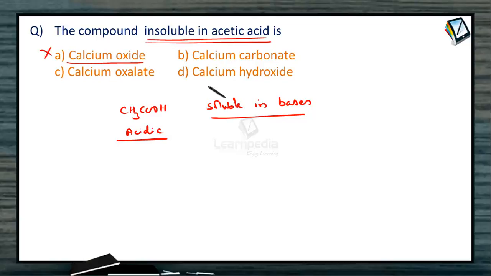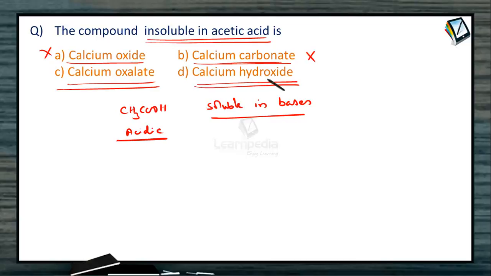Therefore, A is wrong. Calcium carbonate is indirectly a metal carbonate, which is also basic in nature, and the basic nature of calcium carbonate is sufficient enough for acetic acid to be dissolved. So therefore, B is also wrong. But calcium oxalate is a salt. And before we cross-check whether this is right or wrong, let us go by the elimination method.